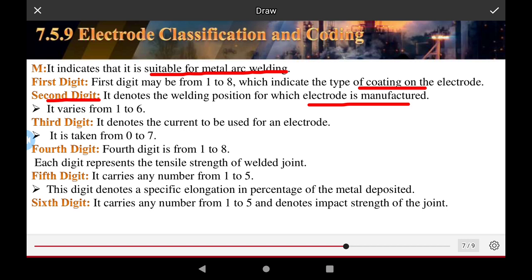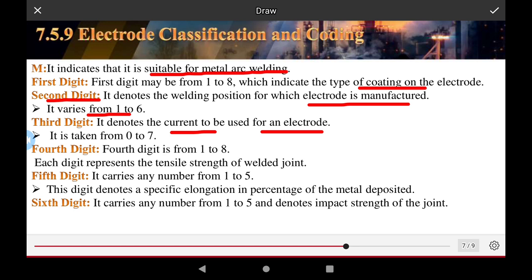It varies from 1 to 6. The third digit denotes the welding current basis for use of the electrode, taken from 1 to 7, in amperes of current. The fourth digit is also used in this operation, 1 to 8, and the next digit represents the tensile strength of the electrode and the welded joints.